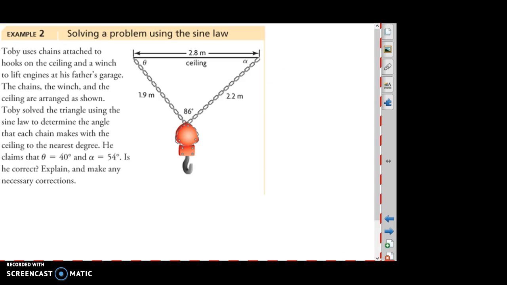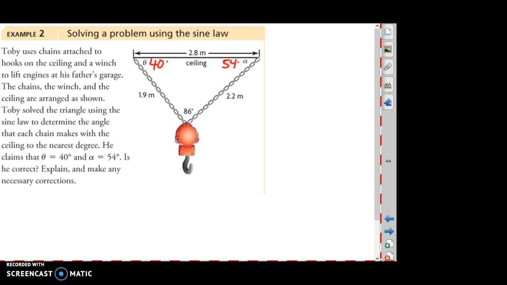Okay, looking at the next page, we have our example 2. It says Toby uses chains attached to 2 hooks on the ceiling and a winch to lift engines at his father's garage. The chain, the winch, and the ceiling are arranged as shown, so it makes a triangle. Toby solved the triangle using sine law to determine the angle that each chain makes with the ceiling. He says that this angle is 40 and the other angle is 54. Is he correct? Explain or make any corrections.